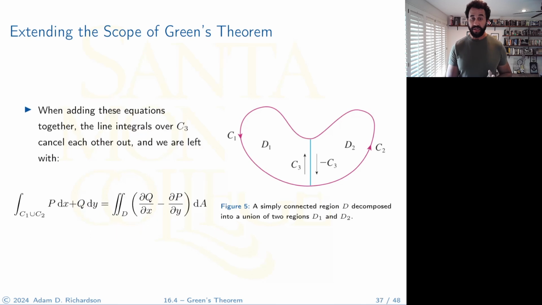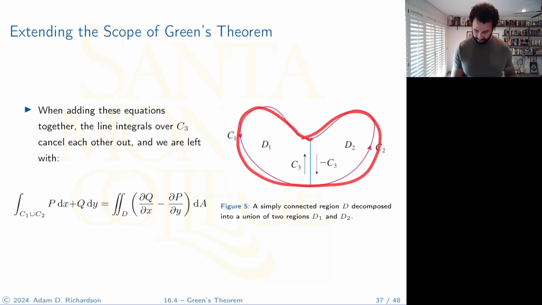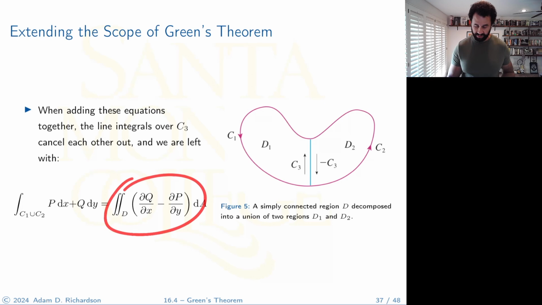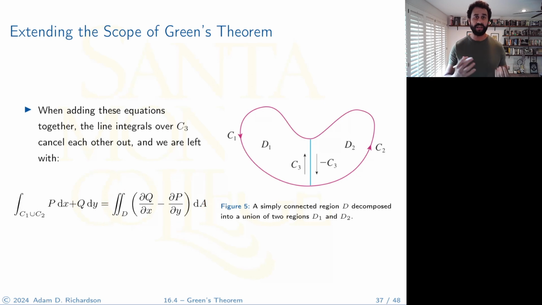Now here's the fun part. If you add these two equations together, you will get the result over the entire region. But here's the thing, the integrals over C3 and negative C3 are going to cancel out, and you'll end up getting 0 there. So then the total line integral is just going to be the integral over the region D. This is helpful because it can help you decompose things and still apply Green's theorem.